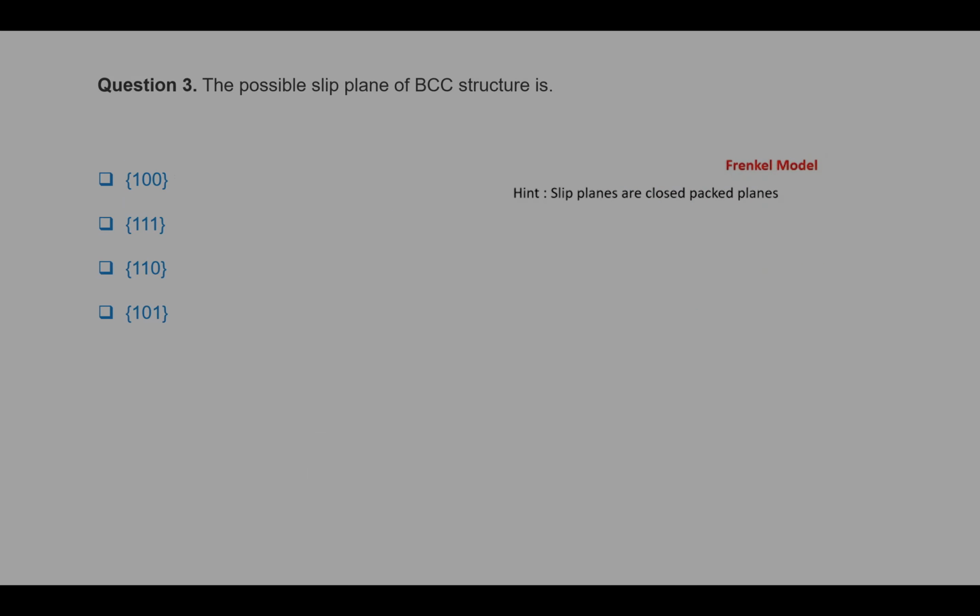Question number 3 is: the possible slip plane of the BCC structure is. Here a hint is there: slip planes are close packed planes. So what are the close packed planes in BCC itself? We can see.